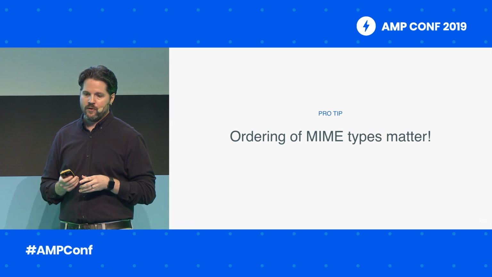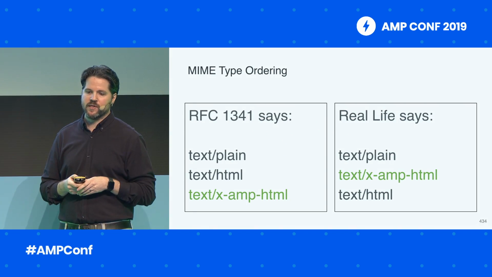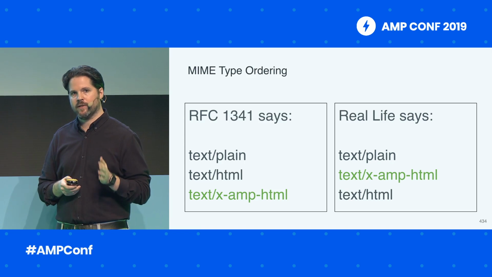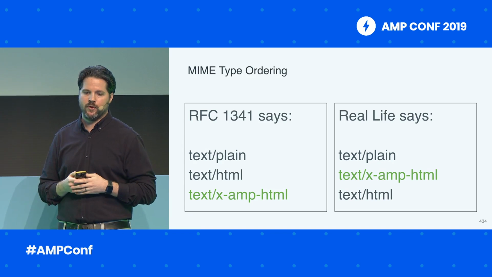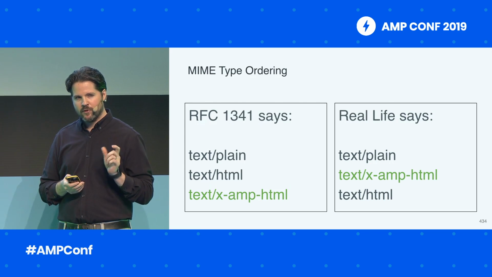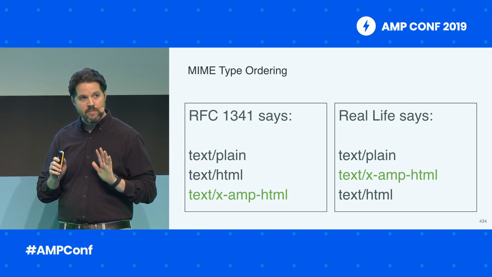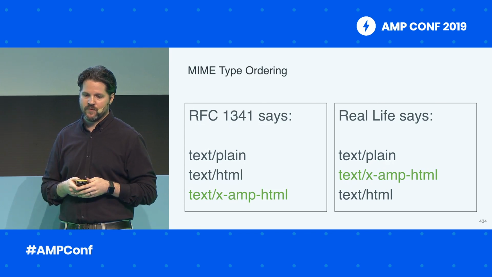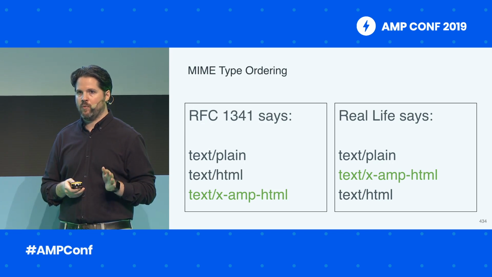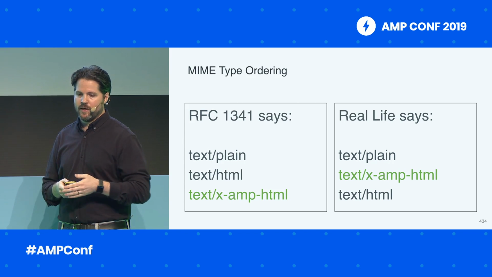Finally, another big tip, the ordering of your MIME types matter. The RFC spec will tell you that the order should be plain text, then HTML, then AMP. But due to a limitation in some email clients, we have to be a little bit naughty and break spec in order to get this email working everywhere. But by magic, it does work everywhere that we've tested. This means that the MIME type order that you should use today is plain text, then AMP, then HTML.